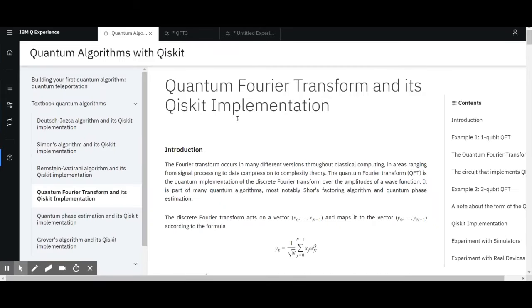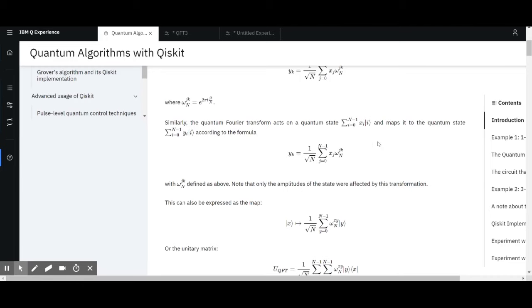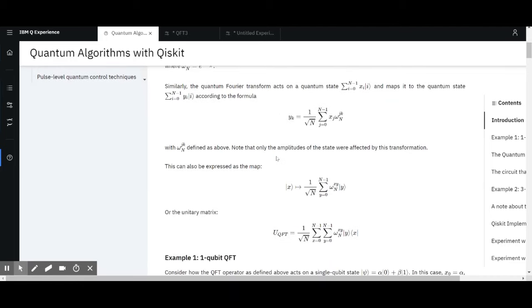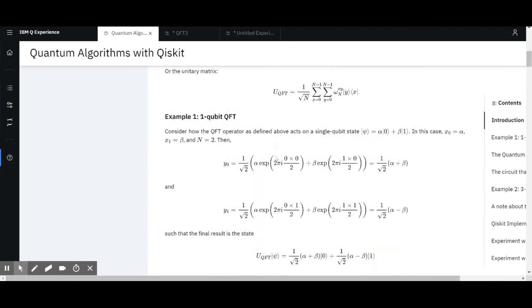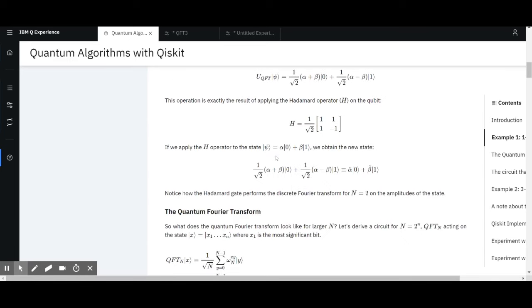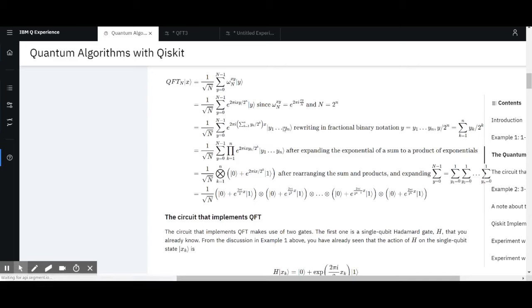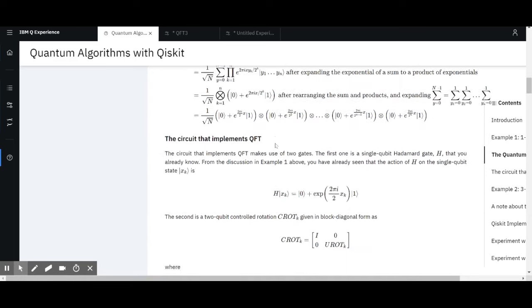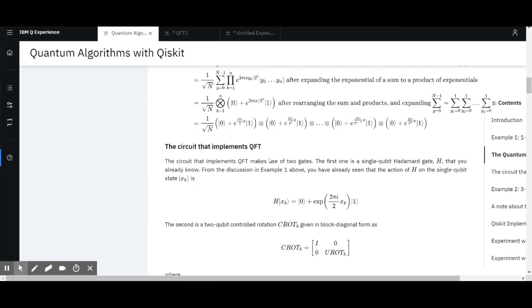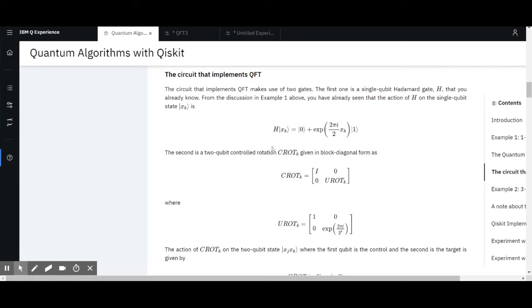So if we come back here, it acts on a quantum state and maps it to another quantum state, and so on. Quantum Fourier transform. So what does a quantum Fourier transform look like for larger n? That just applies the thing, and I don't like that explanation because I'm trying to understand a little bit more how to prepare the state at all. Maybe that's just misleading.